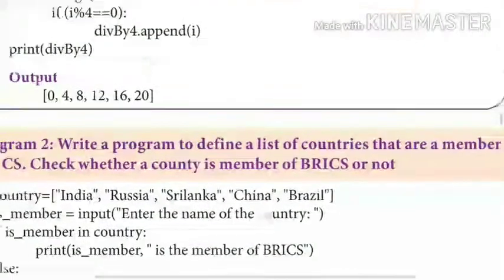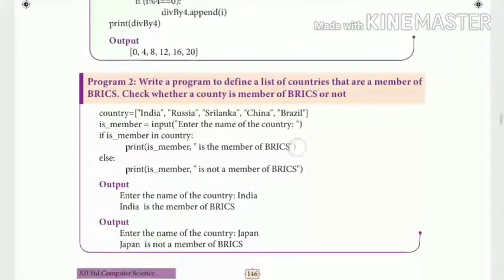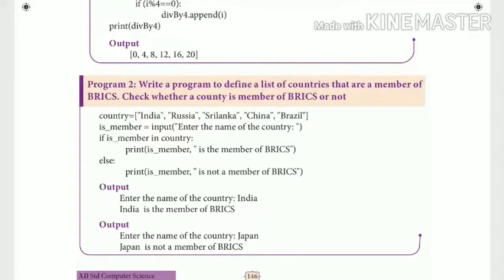So next is this program, used to define a list of countries that are the members of BRICS and check whether a country is a member of BRICS or not. BRICS is a set of countries, like Brazil, Russia, India, China, and South Africa. So this is a group of countries that form an organization called BRICS. The countries variable is equal to a list. You can see all the countries that have been given here.